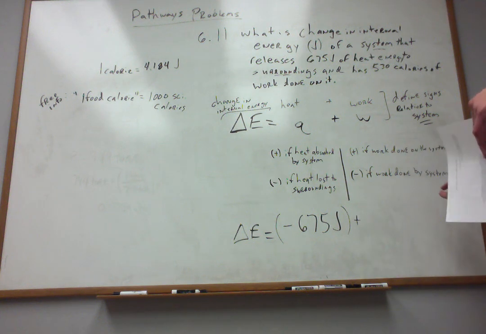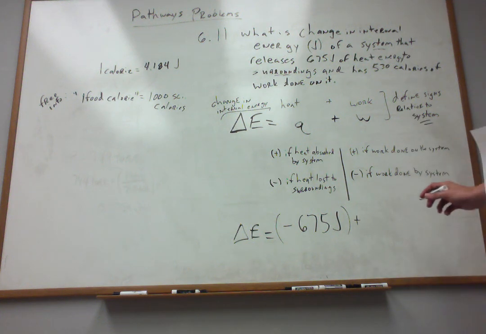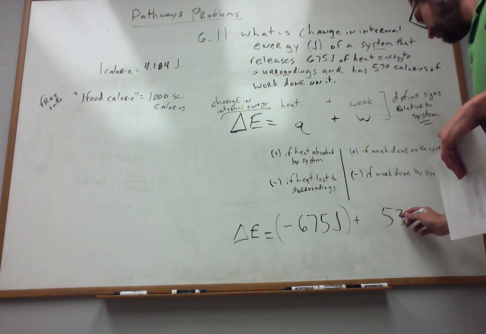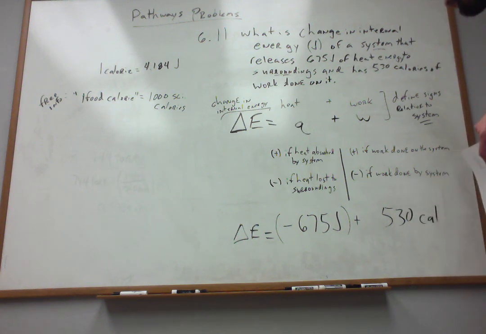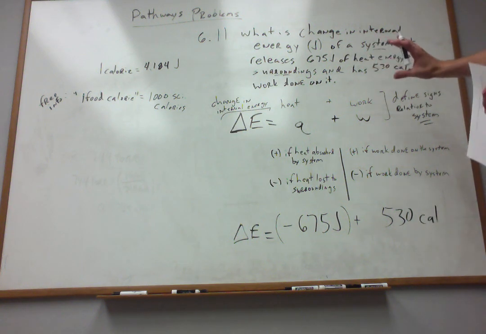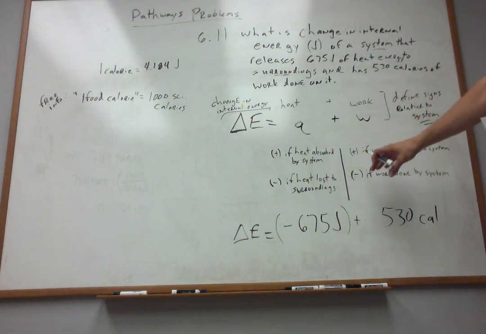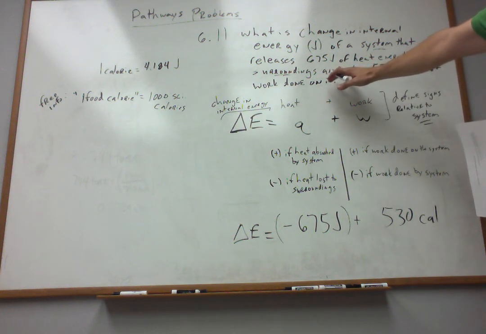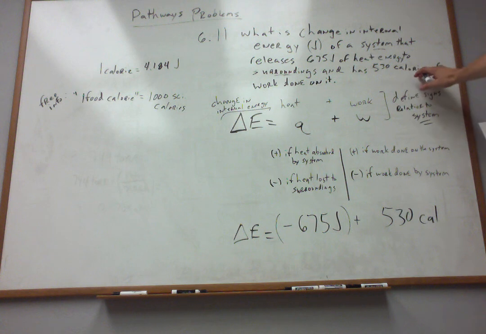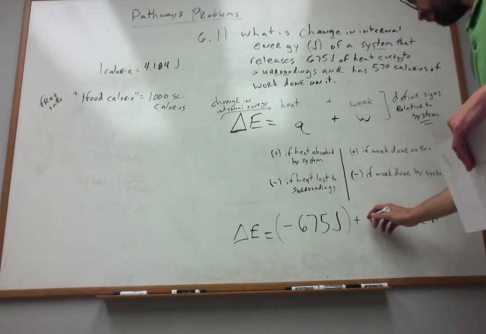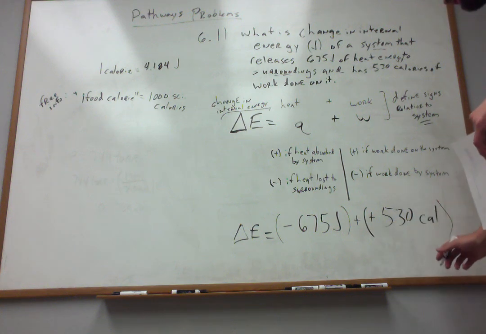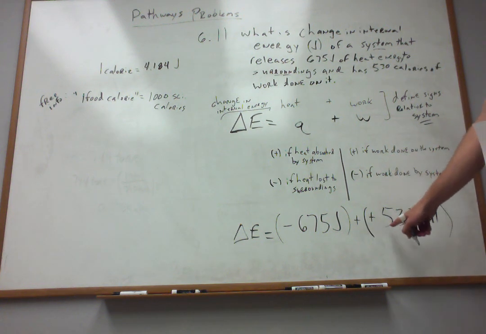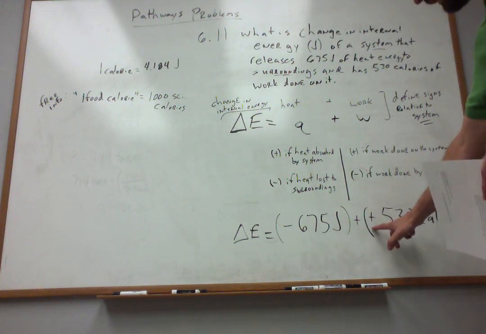Now I got to add my work term. I got to add my W. Okay, so it looks like 530 calories might be important here, okay? And if I read carefully, because I got to assign a sign. All right, let's see. It has 530 calories of work done on it. Work is done on the system. So by our sign convention, that should be positive. Now that's true. That sign is going to be positive.